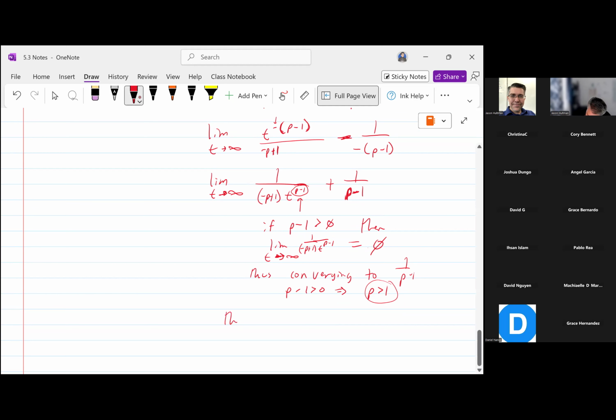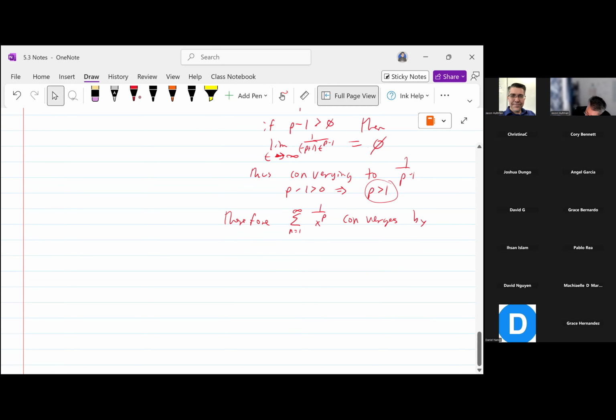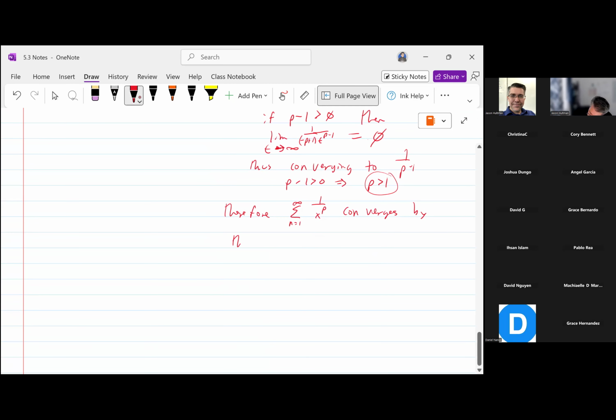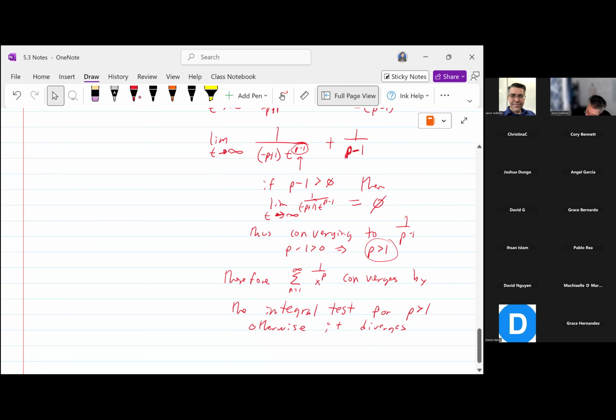Therefore, the summation n equals 1 to infinity of 1 over n to the p power converges by the integral test for p greater than 1. Otherwise, it diverges. Okay, why would this thing diverge?